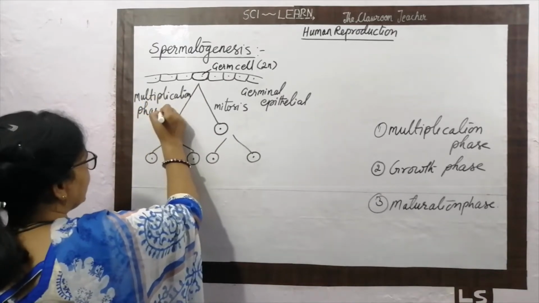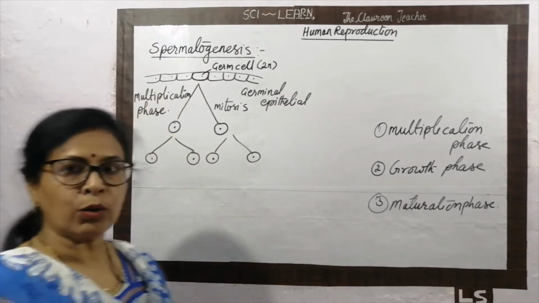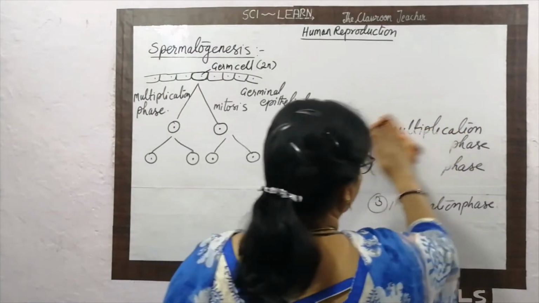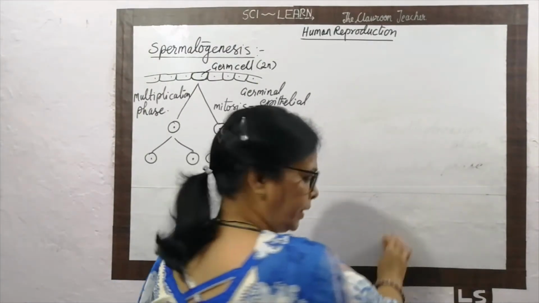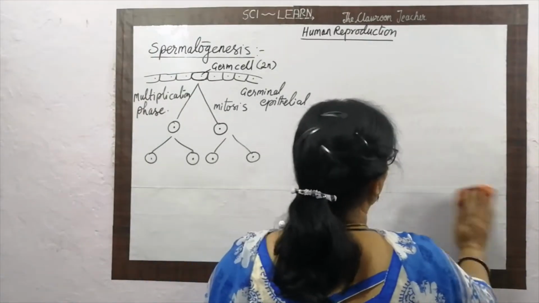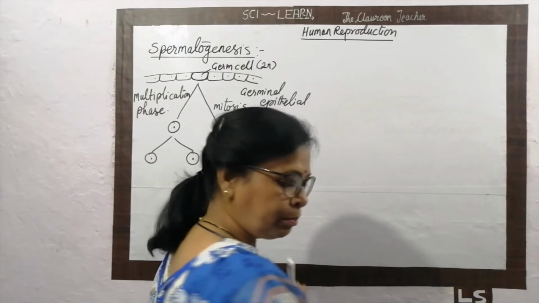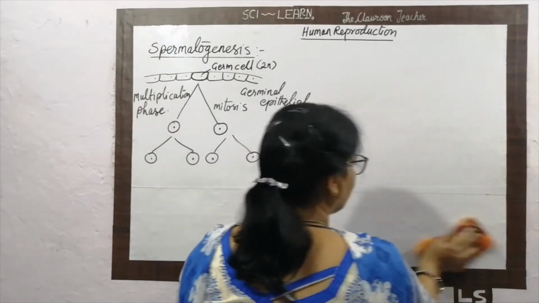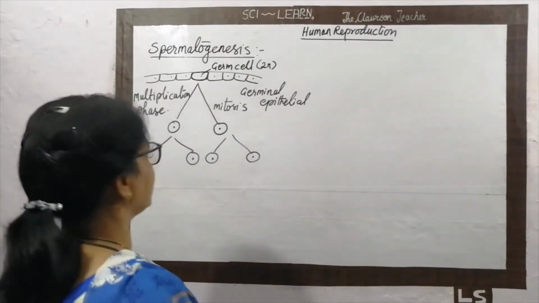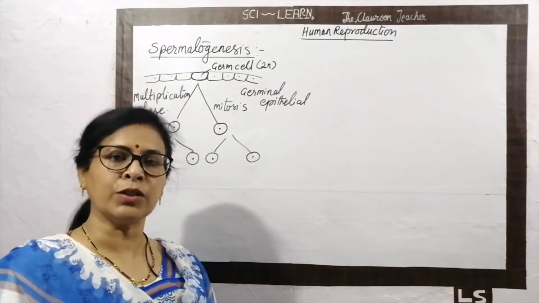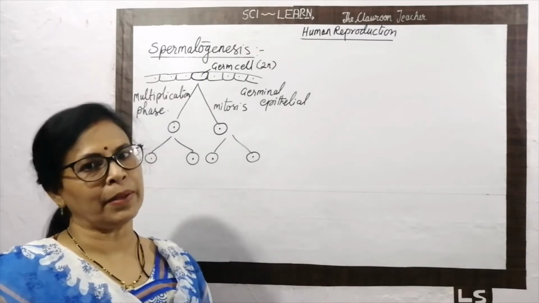So what happened in the multiplication phase? Because of the mitosis division, the number of cells increases. In the process of spermatogenesis, what is spermatogenesis? The simple definition is that the formation of a sperm is called spermatogenesis. And how are sperms formed? They are formed in the seminiferous tubule of the testis of the male.